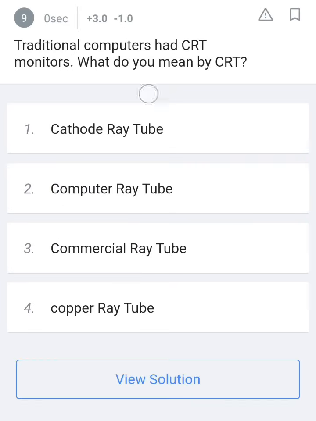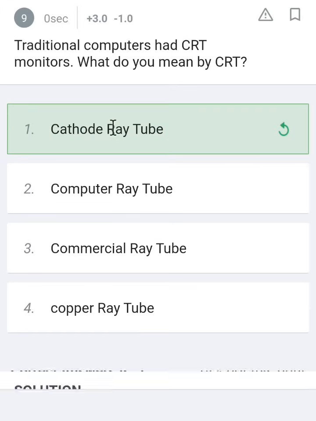Next, traditional computers had CRT monitors. CRT stands for cathode ray tube. Cathode ray tube.